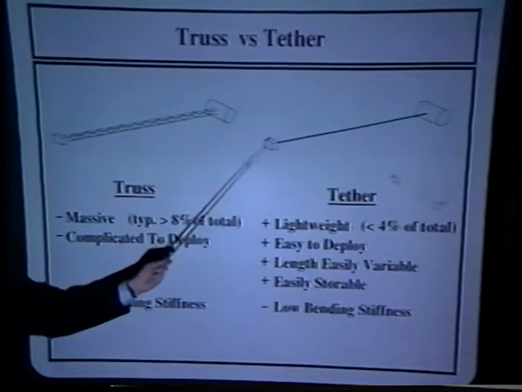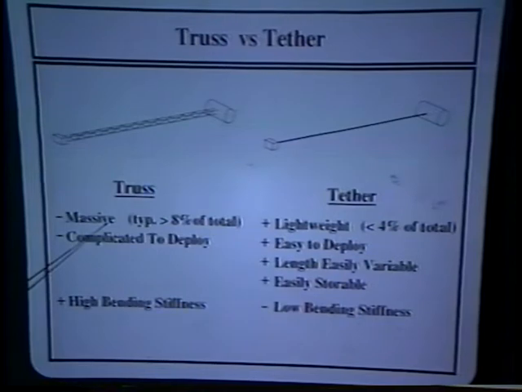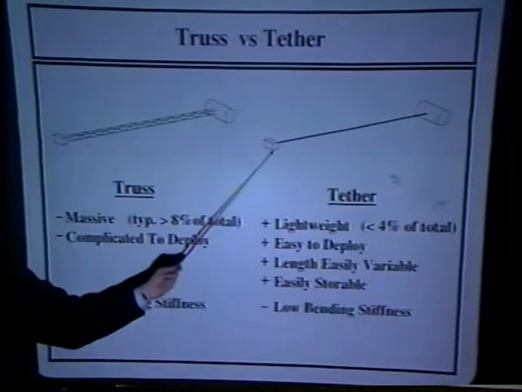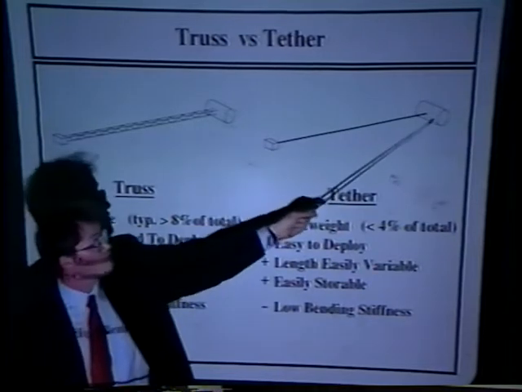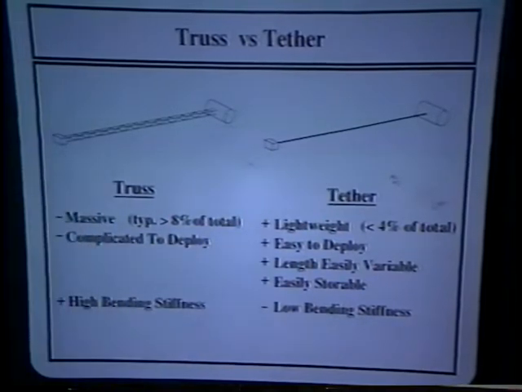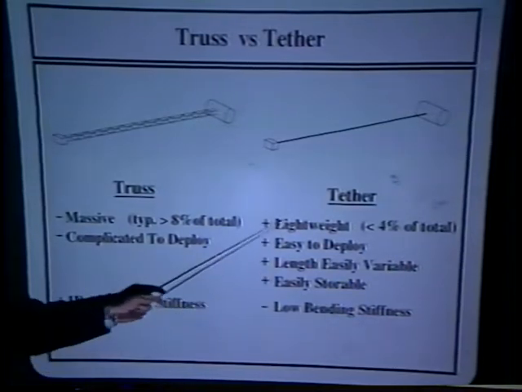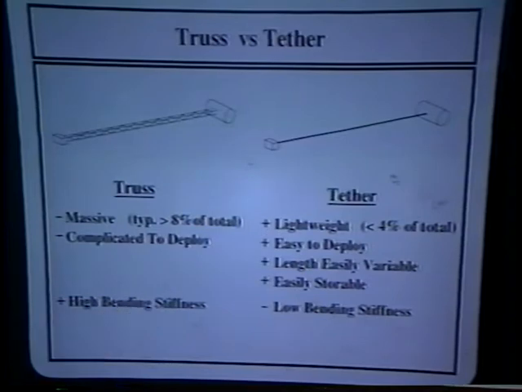However, it has the disadvantage that it's quite massive, typically more than twice as massive as a simple cable or tether, and a large proportion of the total spacecraft mass. It's also very complicated to deploy and could entail a large amount of extravehicular activity should any kind of repairs be necessary. By contrast, the tether can be deployed easily, and the diameter of the spacecraft can be easily varied so that tests can be carried out at different rotation rate and radius combinations. In addition, it's easily storable, and of course it's a lot lighter.